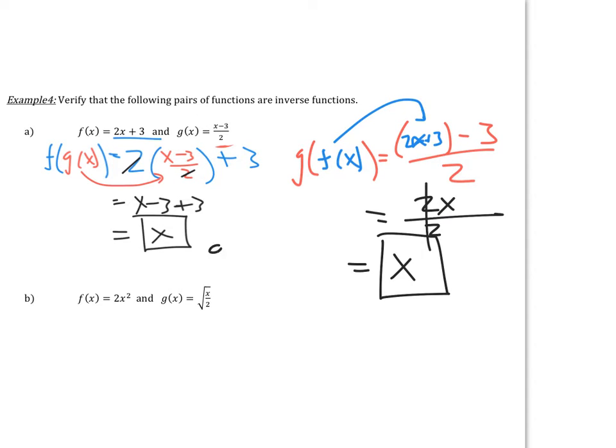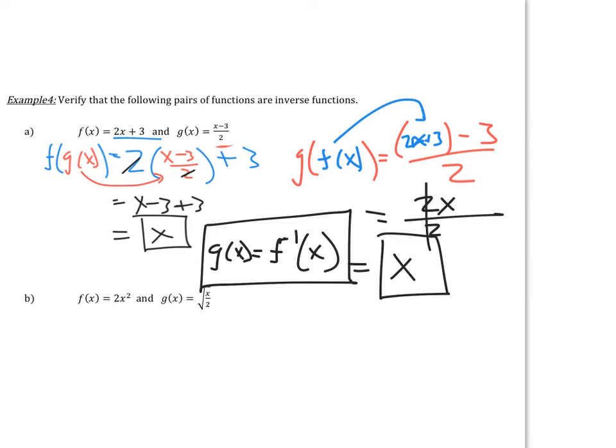So we can say g of x is the inverse, f to the negative 1 of x. That negative 1 is not really a power, it's just a notation, all right? So f negative 1 of x, so the inverse of f. G is the inverse and vice versa.